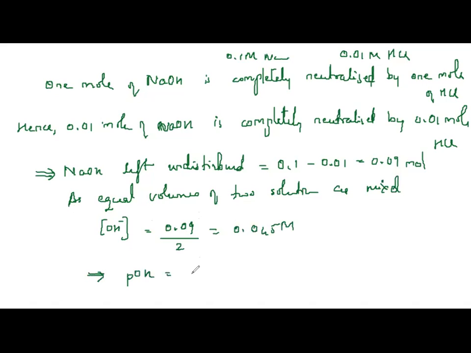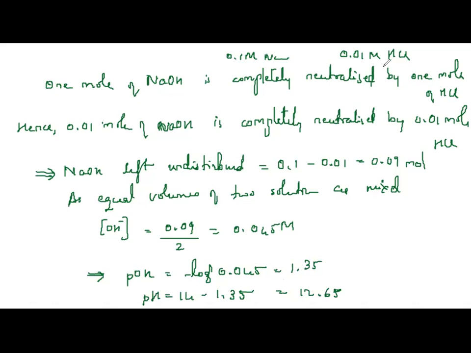What is pOH? Minus log of 0.045. That answer you can take as 4.5 into 10 raised to minus 2. You will get the answer around 1.35. This is pOH. They have asked for pH, and pH is equal to 14 minus pOH. That is 14 minus 1.35. The answer comes out to 12.65. Is that understood? So 1 mole of NaOH is completely neutralized by 1 mole of HCl.